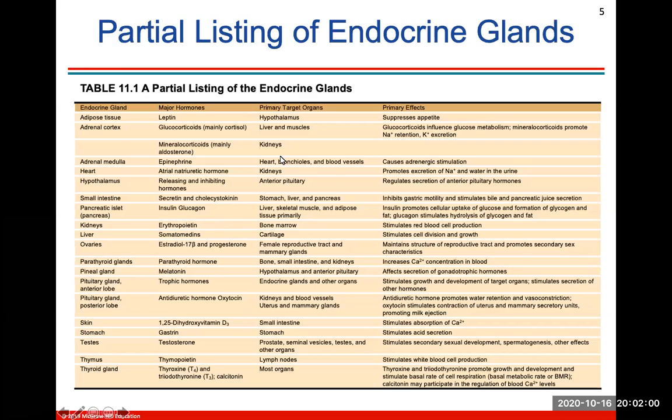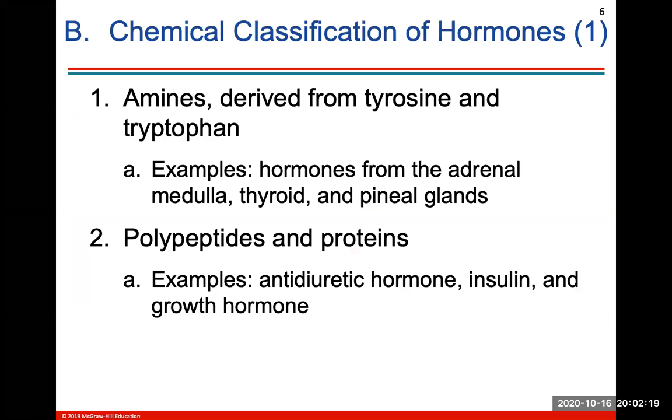It also tells you the primary target organs and the primary effects. This is probably a good chart to study, knowing the basic endocrine glands and what major hormones they secrete. We'll go through this chart, but outside of this chart, I won't have you guys need to know too many other details.